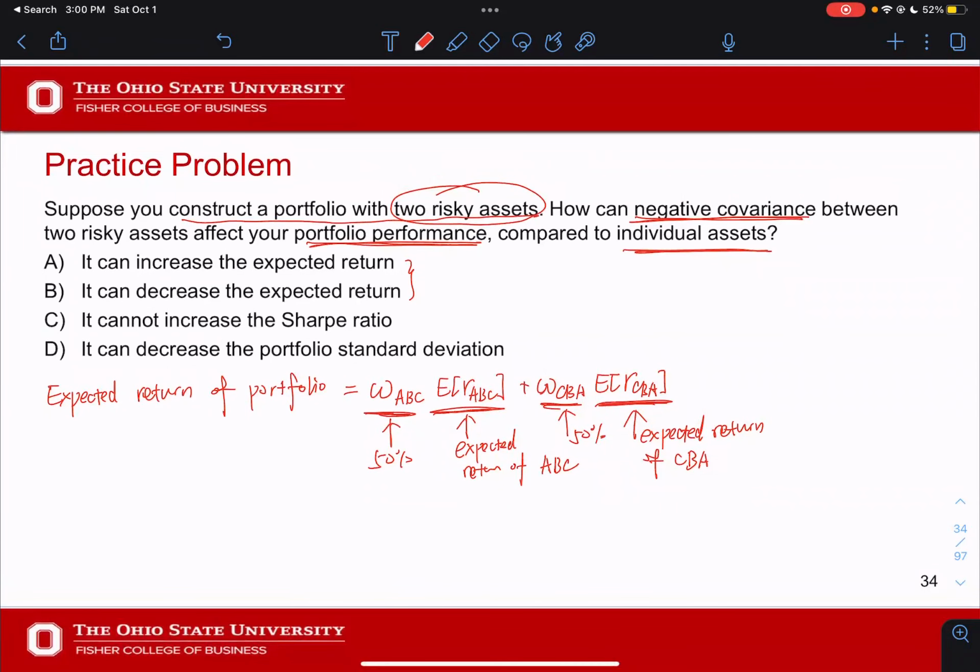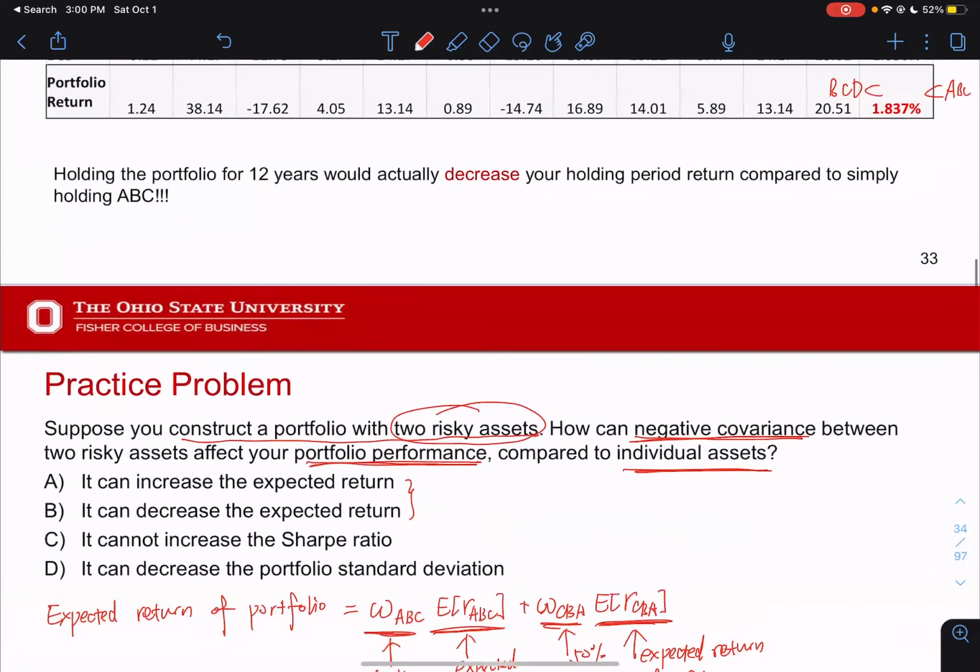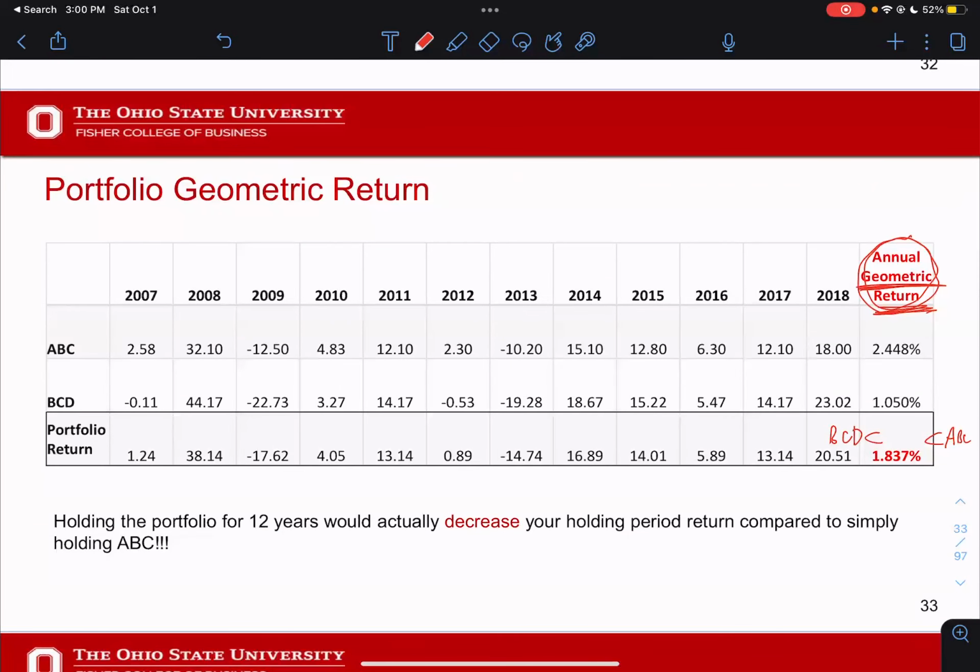So expected return, or in the data, you can think of it as average return, arithmetic average return. It's some number that's different from the geometric return. And also it's some number already given when you construct the portfolio. So think about this. You know the time series of the ABC from 2007 to 2018. What's the expected return on ABC? It's just a simple average of this.